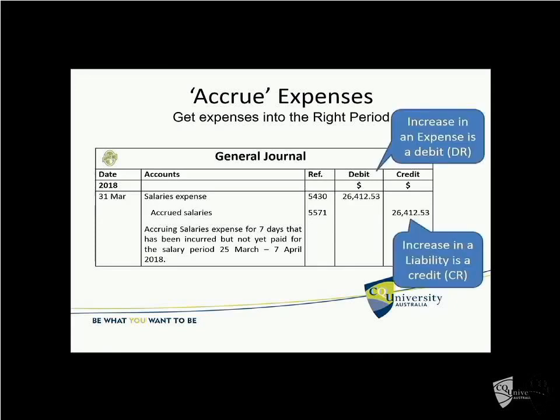So to do that, we've got to increase the salaries expense. That's a debit. In this case, $26,412.53 is those 7 days worth of salaries. And then we credit accrued salaries. This is an increase in liability, $26,412.53. Increase in an expense is a debit.